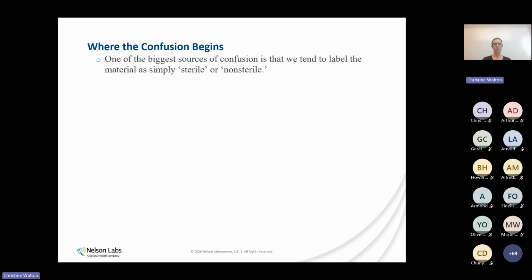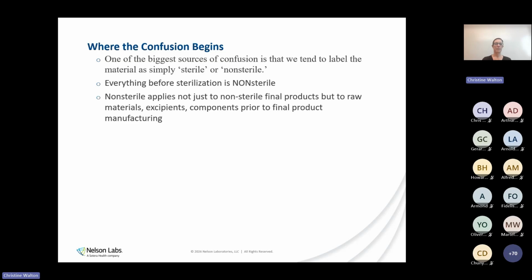So one of the biggest sources of confusion is that we really want to tend to label things really simply as sterile or non-sterile, right? That seems very straightforward. I know if something's sterile at the end, I know if something is non-sterile. The issue is everything before sterilization is non-sterile, right? So that's going to be non-sterile materials that are intended to be non-sterile as final products will obviously be non-sterile, but so is everything pre-sterilization. So that could be raw materials, excipients, any components prior to that sterilization step. So that can be a confusing step, is that non-sterile is inherent in the sterility pathway.